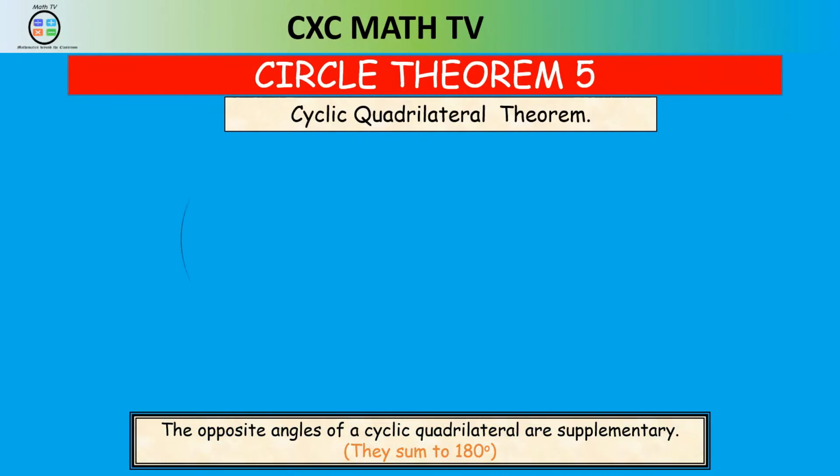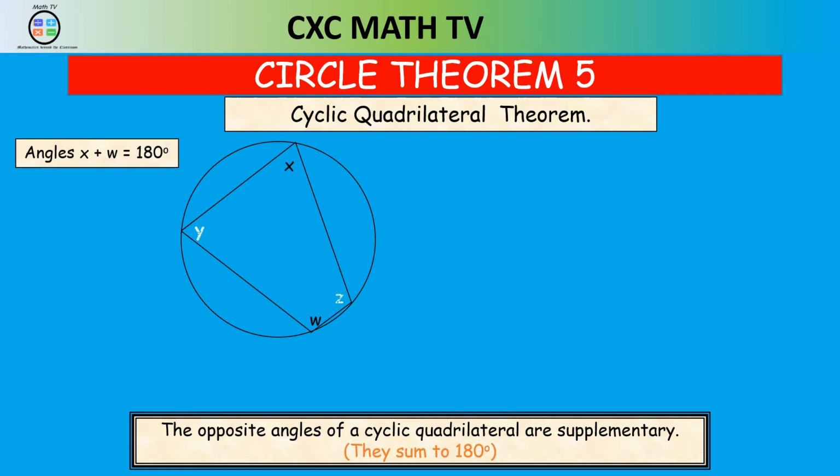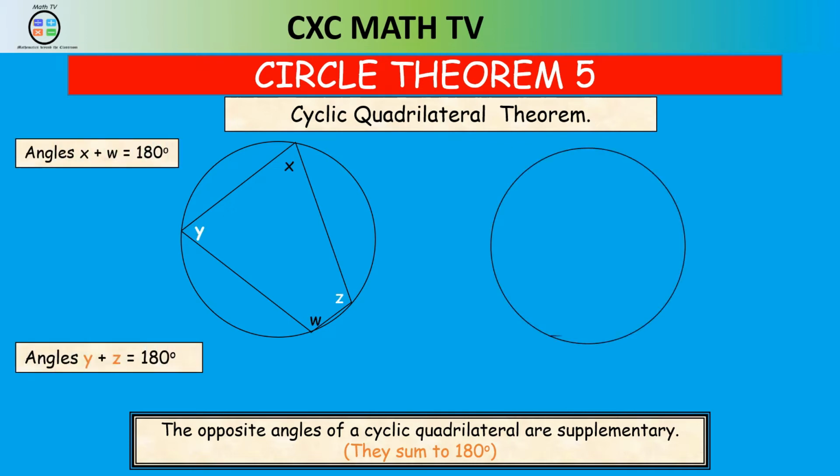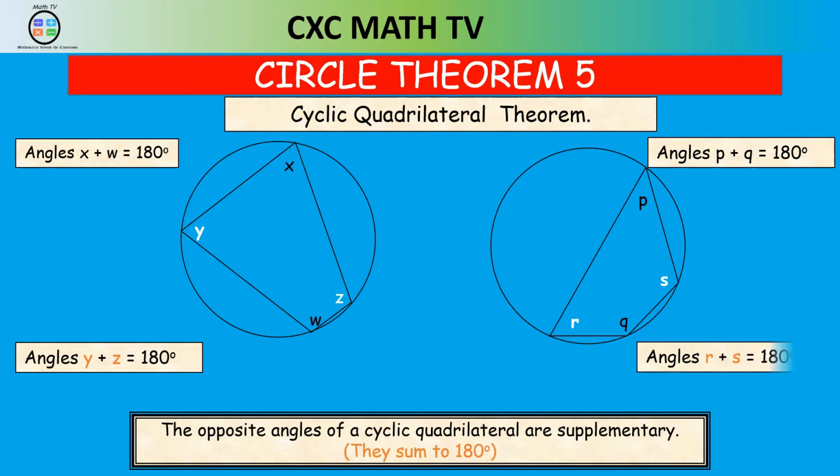So theorem number 5 tells us that whenever we see a quadrilateral being drawn inside a circle and all 4 vertices are on the circumference of the circle, this is known as a cyclic quadrilateral. And the key thing about a cyclic quadrilateral is that opposite angles in a cyclic quadrilateral sum to 180.